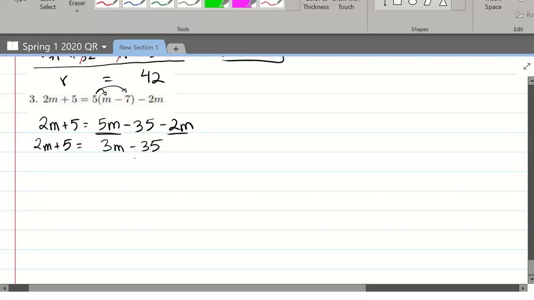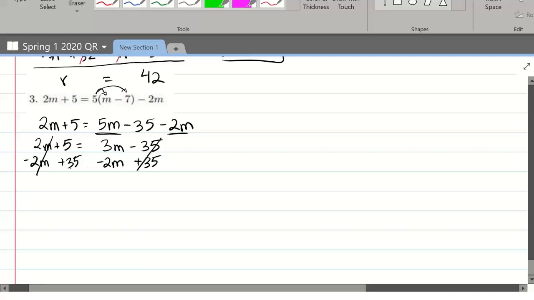Now we start moving over the variables, right? So we have 2m and we have 3m. The smaller of the two is the 2. So we move the 2m. And since we move the variables to the right, we move the m this direction, we want to move the 35 the opposite direction. We want to move the 35 to the left. So we do plus 35, plus 35. We get rid of the 2m. We get rid of the 35.